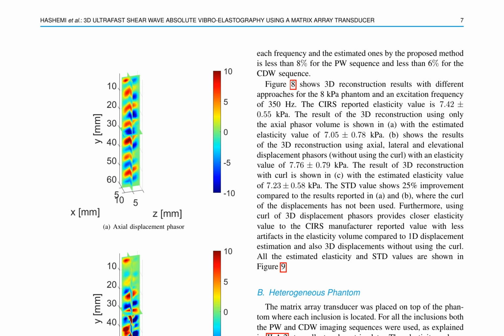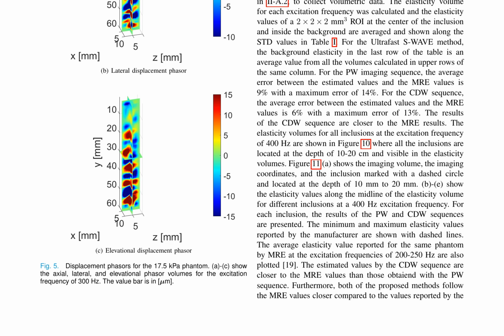The research also explores a heterogeneous phantom, where both pulse wave, PW, and continuous wave Doppler, CDW, imaging sequences were utilized to collect volumetric data. Elasticity volumes for each excitation frequency were calculated, and the elasticity values of a 2x2x2 cubic millimeters region of interest, ROI, at the center of the inclusion and inside the background were averaged and compared to MRE values. The average error between the estimated values and the MRE values is 9% for the PW sequence and 6% for the CDW sequence, with the CDW sequence providing results closer to the MRE values.